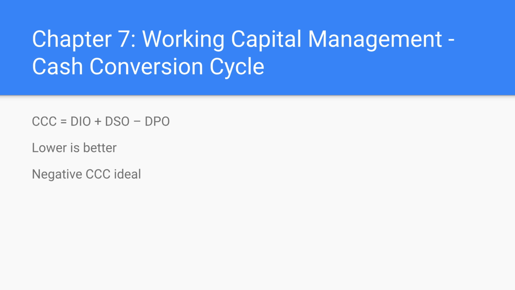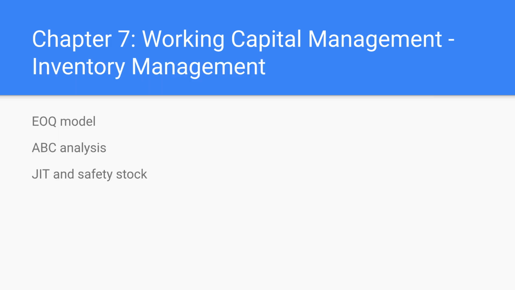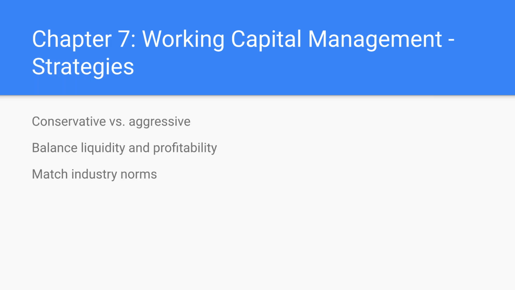A lower or negative CCC is generally considered ideal. Managing accounts receivables involves setting clear credit standards, defining payment terms, and establishing effective collection policies. Inventory management uses tools like the Economic Order Quantity (EOQ) model, ABC analysis, just-in-time JIT systems, and safety stock. Working capital strategies range from conservative to aggressive, aiming to balance liquidity and profitability while matching industry norms.